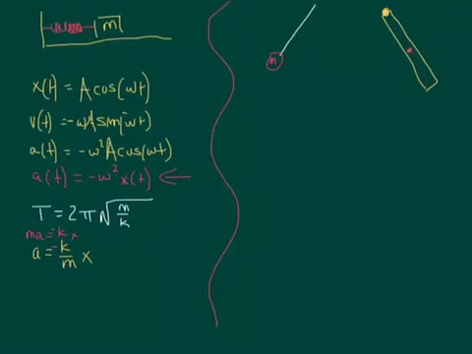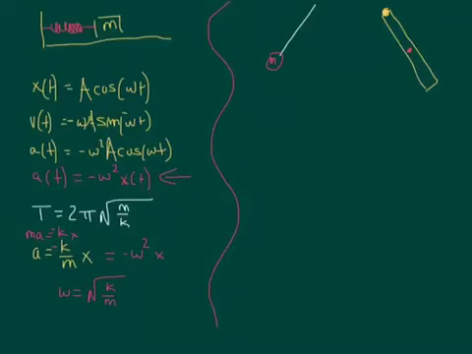Now up here in pink we also have this other expression for the acceleration. And since we have two expressions for acceleration, we set them equal to each other. And we said that negative k over m times x is equal to negative omega squared times x. We canceled out our x's, we canceled out our negatives, and we said that omega is equal to the square root of k over m.